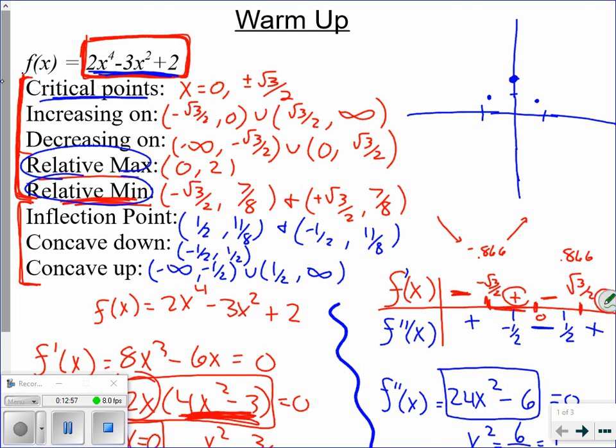Now what I'm going to do in green here is I'm going to do the other points that I got, which are my inflection points. Those are usually in between your relative maxes and mins, where you change concavity. So in this case, that's 1/2, 11/8. So 1/2 is like right here. 11/8 is a little bit more than 1. It's like right here. Same thing on both sides because it's 1/2 and negative 1/2.